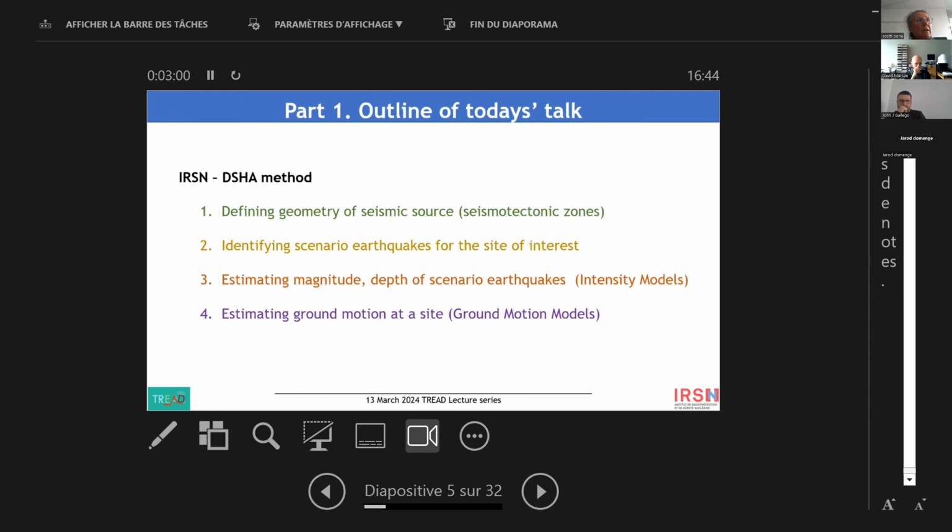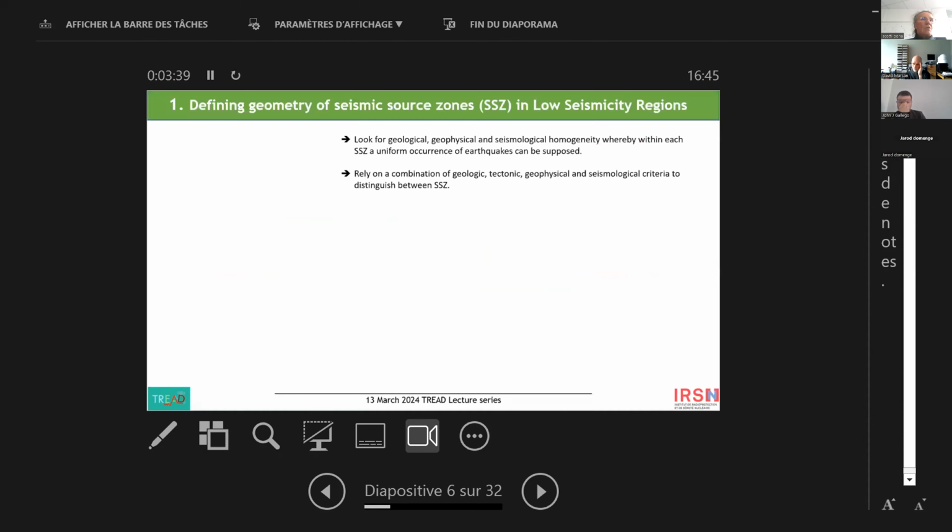So the DSHA methodology is pretty much the same as the PSHA. We need to define the same things. We need to define the geometry of seismic sources. We need to identify scenario earthquakes. This is the biggest difference with PSHA: we only identify the biggest scenario earthquakes of interest to the site. And then we need to estimate magnitudes and depth of these scenario earthquakes, and as you will see, we are mainly involved with historical events. So we need to develop intensity models to try to estimate these magnitudes. And finally, we do also need ground motion models, just like PSHA.